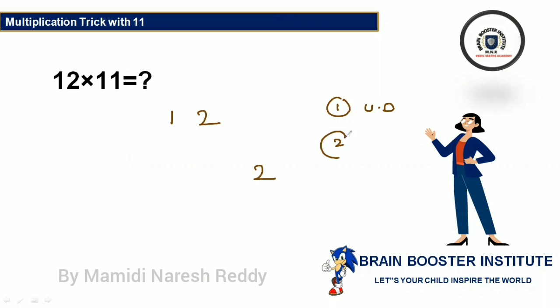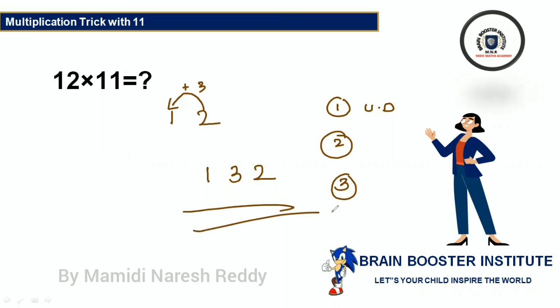And step two, it is the most important step here. Step 2, the unit digit number, please add with the 10 digit number. Now 2 plus 1 is equal to, what do you get, my dear friends? 3. So please write this 3 next to the 2. That's it. And step 3, copy the 10 digit number. This is the final answer, 132. I hope you understand. So let's see one more example.